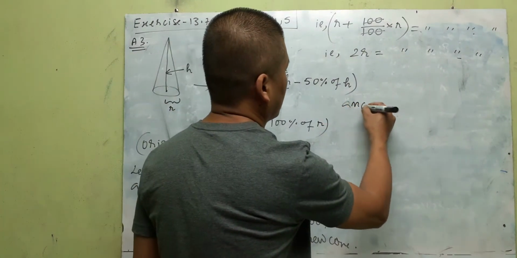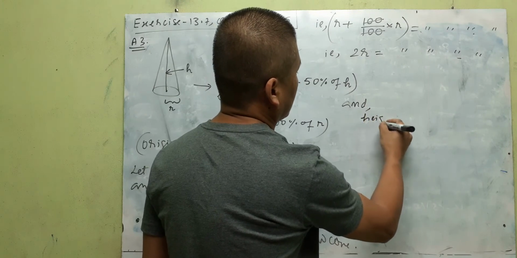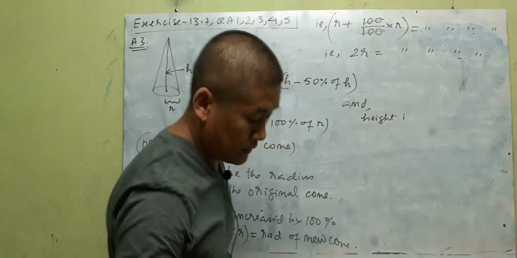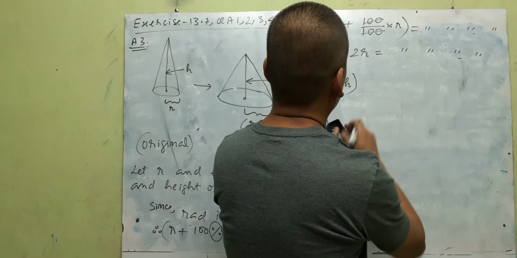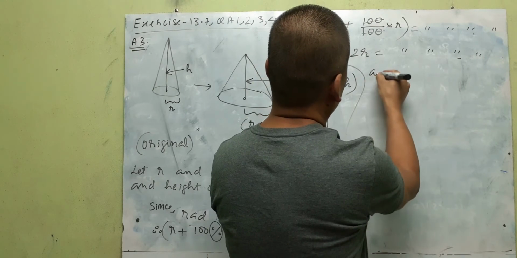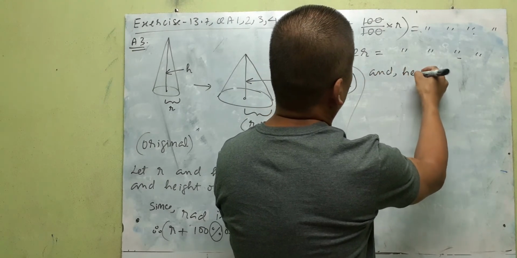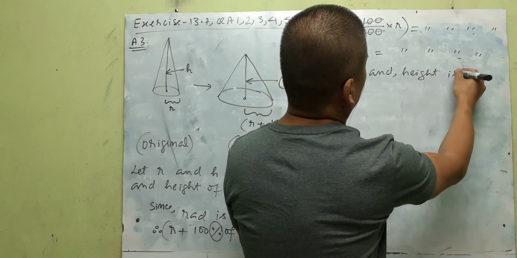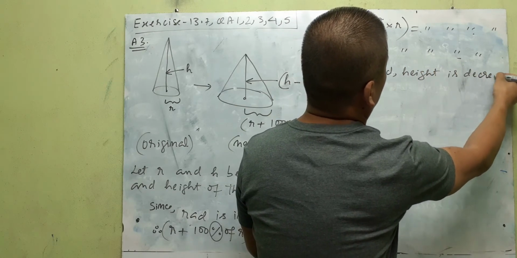And height, let's write it here so we have space. Height means the height of the new cone is decreased. So this is the key word, important word.